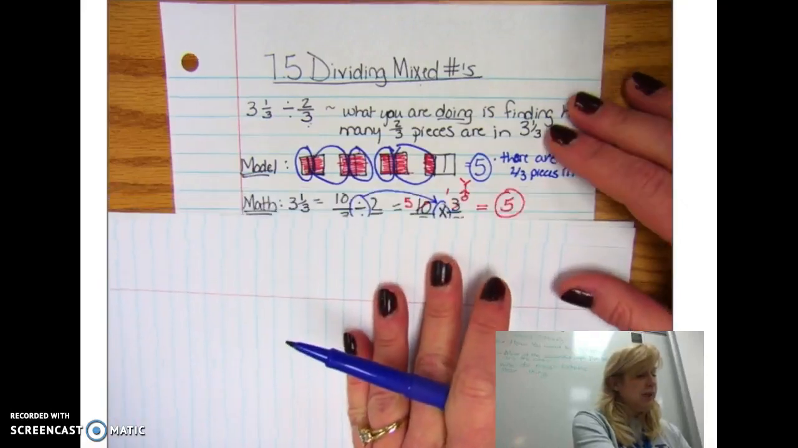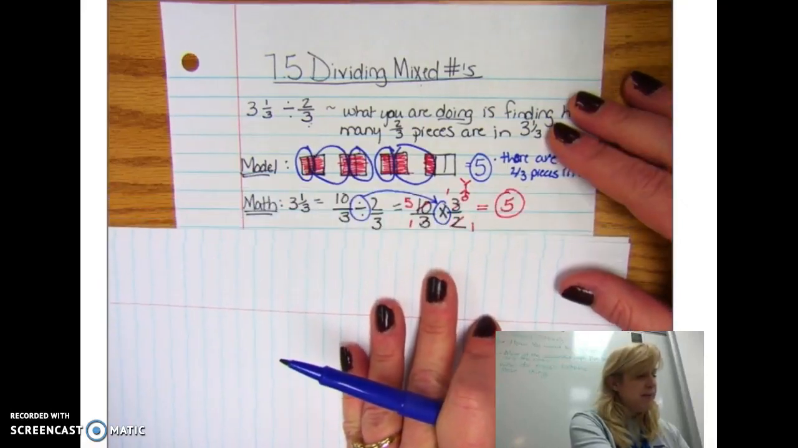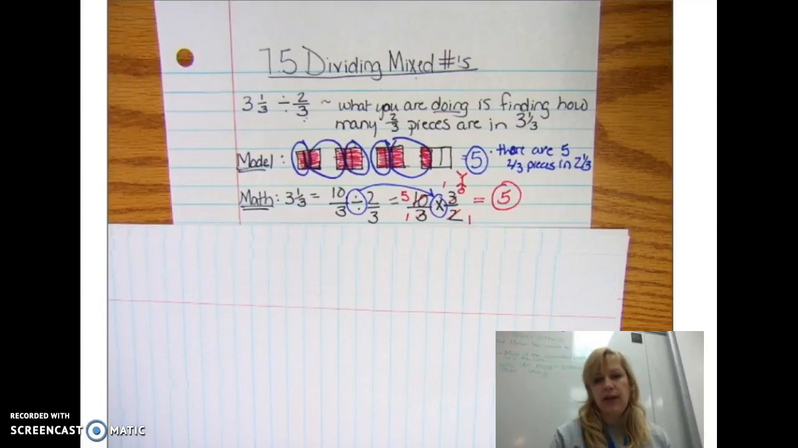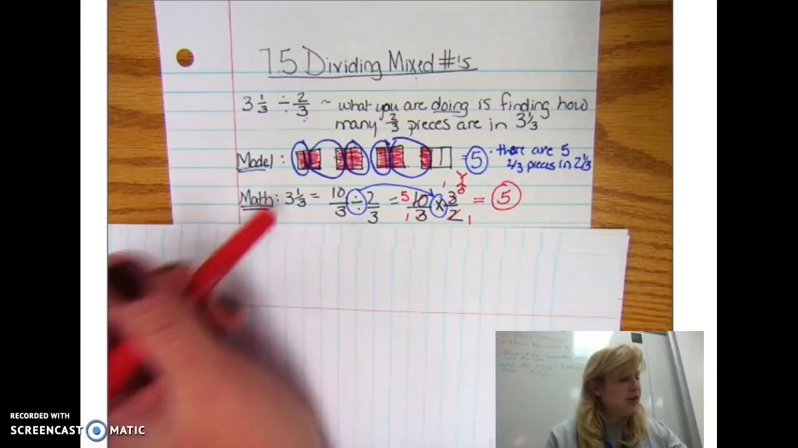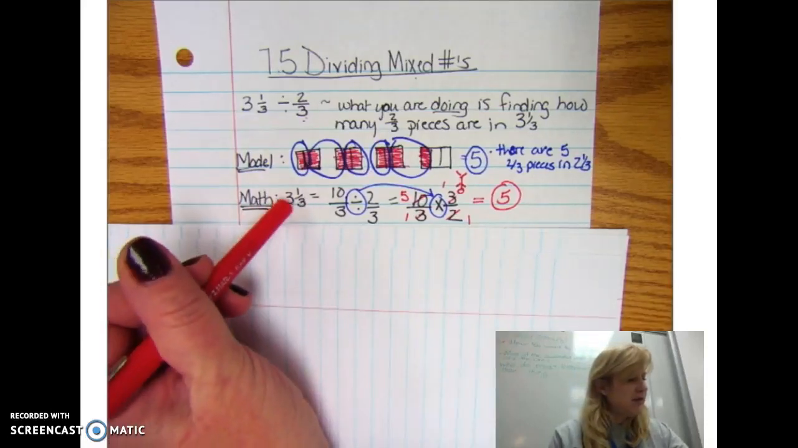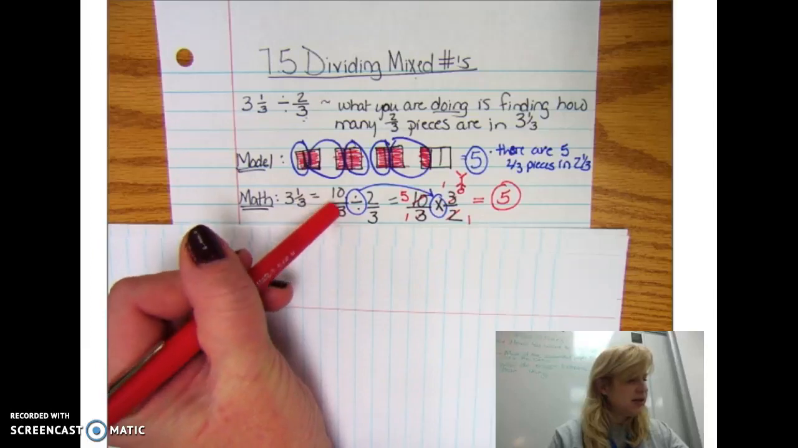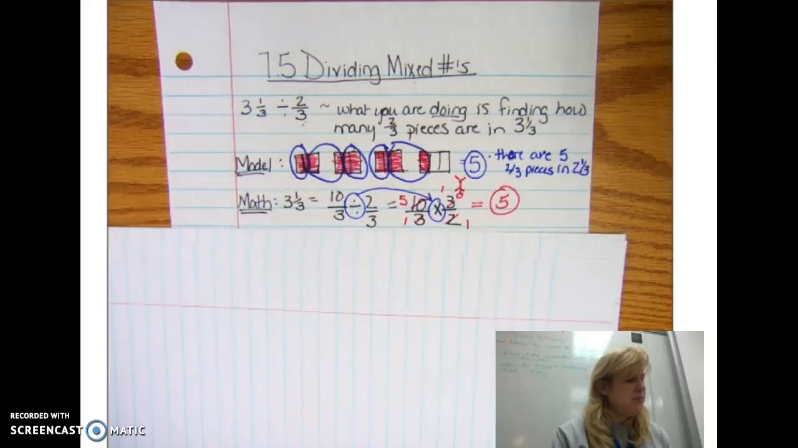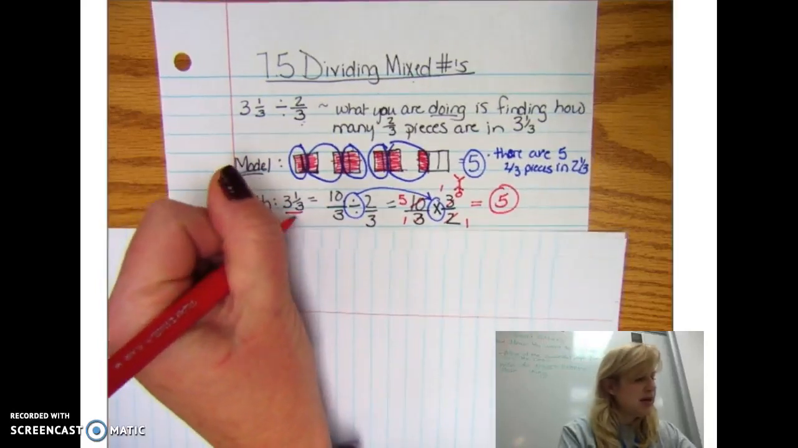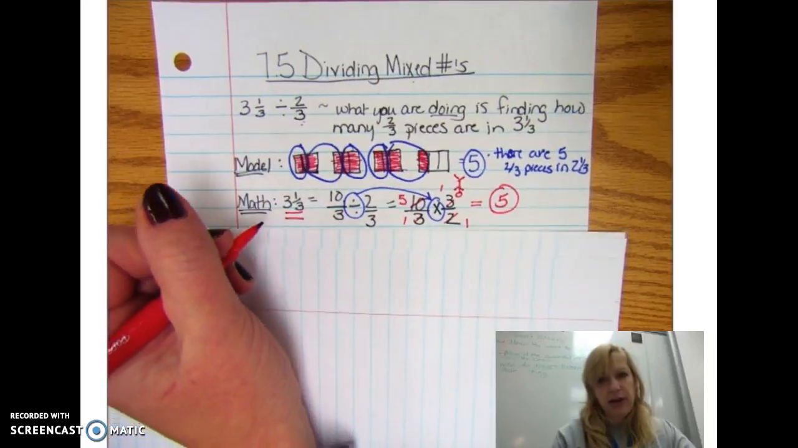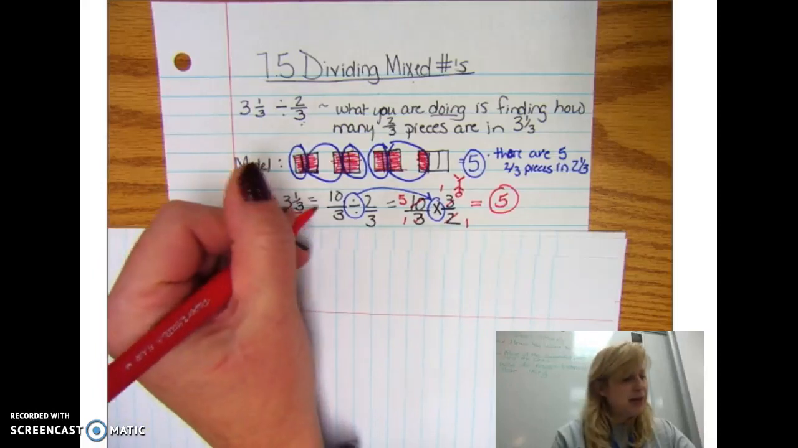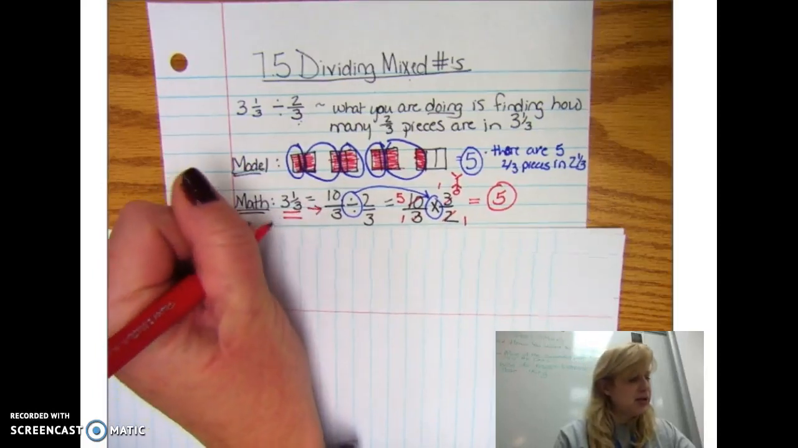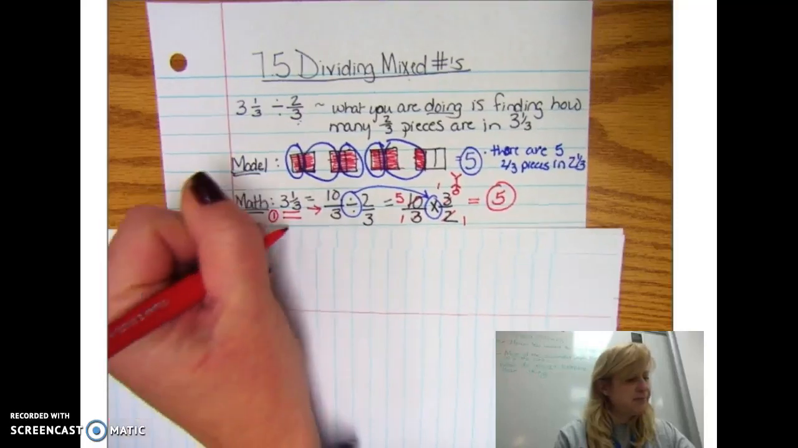So I'm going to show you what we do with the math. And we've been working on this, and you can see some of the same symbols that we've used in the past. So 3 1/3 I converted to 10/3, and then I went ahead and put the divided by 2/3. The most important thing that you start out with, all mixed numbers in multiplication and division have to become improper fractions. So that is always step 1.